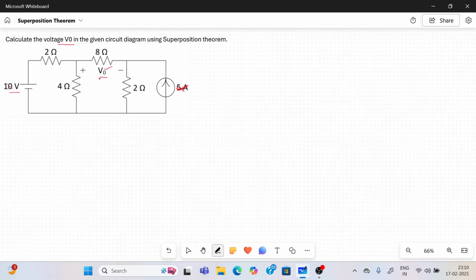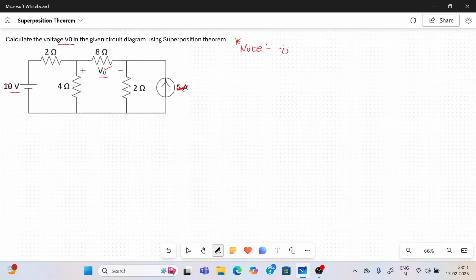Okay. So remember in the superposition theorem, keep one source at a time. Other sources are removed. Keep only one independent source at a time; other independent sources are removed. How to remove the independent sources? So it is very important.